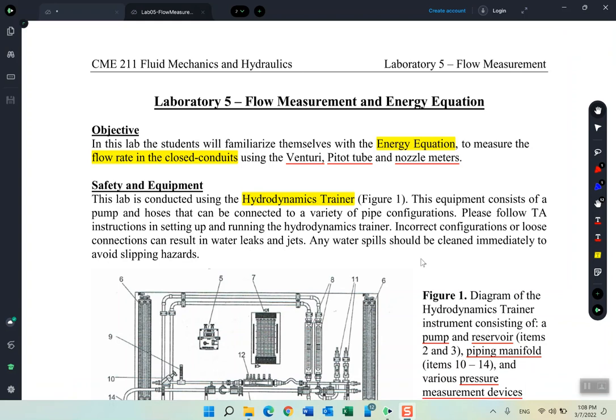Our lab today will be very interesting and important. However, it won't be that long. I think we will finish maybe like 30 minutes earlier than usual.